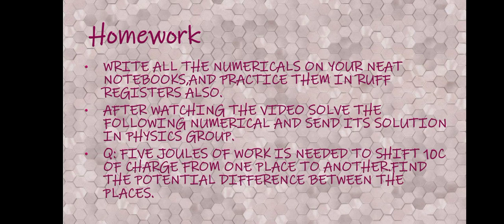5 joules of work is needed to shift 10 coulombs of charge from one place to another. Find the potential difference between the places. It means a charge of 10 coulombs is shifted from one point to another in an electric field. You have to find the potential difference, given the work done to move it from one point to another.